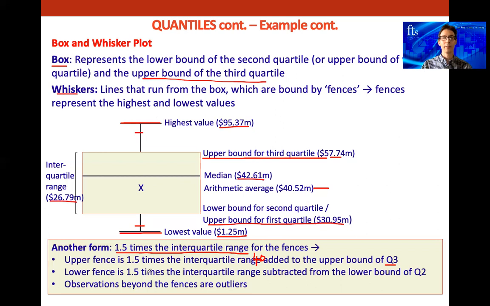And then the lower fence is going to be the same thing, 1.5 times the interquartile range, which was 40. But now we subtract that number from the lower bound of the second quartile. So that would be minus 40 over here. In other words, again, it would include everything in our instance, but it might not be like that for other data. So any observations beyond the fences are then considered outliers.